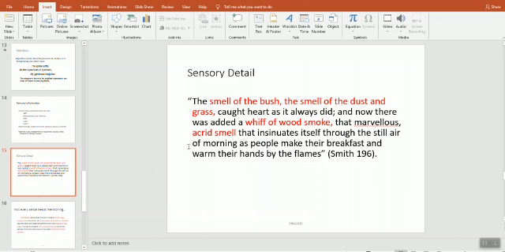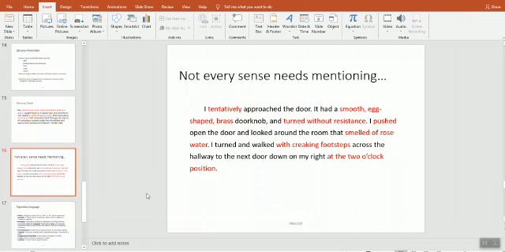Now you see that acrid, the strong smell that insinuates itself through the still air. Again, still air is also describing the air, that the morning air is quite peaceful and still, there is no hustle and bustle there. So this particular paragraph is actually appealing to the sense of smell. Okay, now look at this next one.